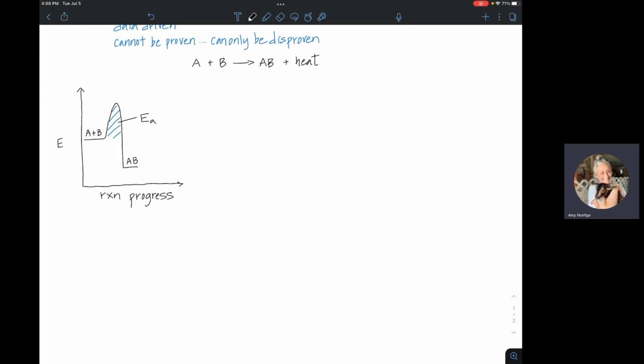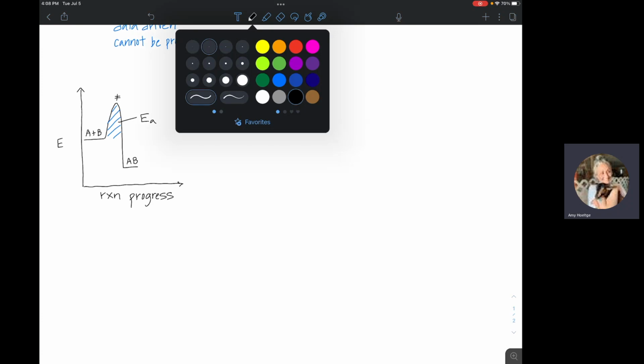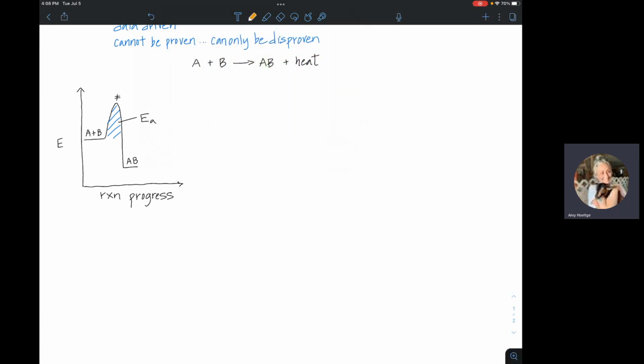So at the top of this little thing, now in Gen Chem, you probably saw there was a little asterisk. In organic, we use this symbol. It means the same thing. It's our transition state. So this is where your reactants don't look like reactants anymore, but they don't quite yet look like products.